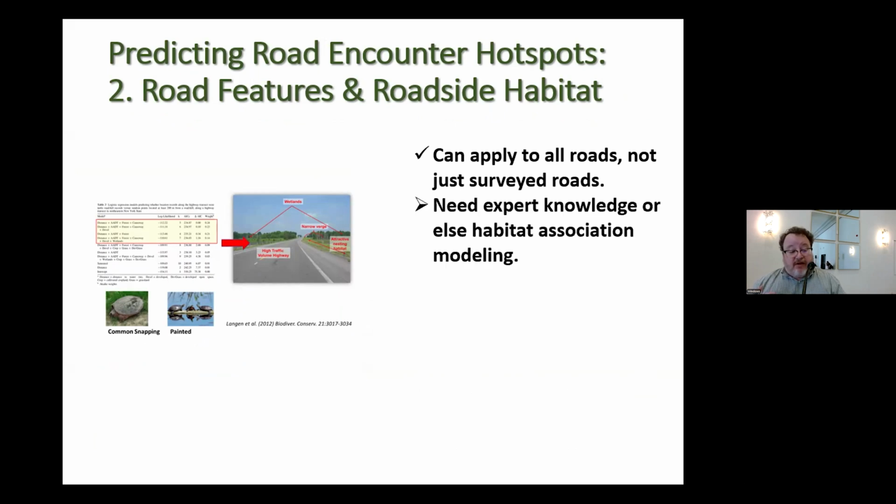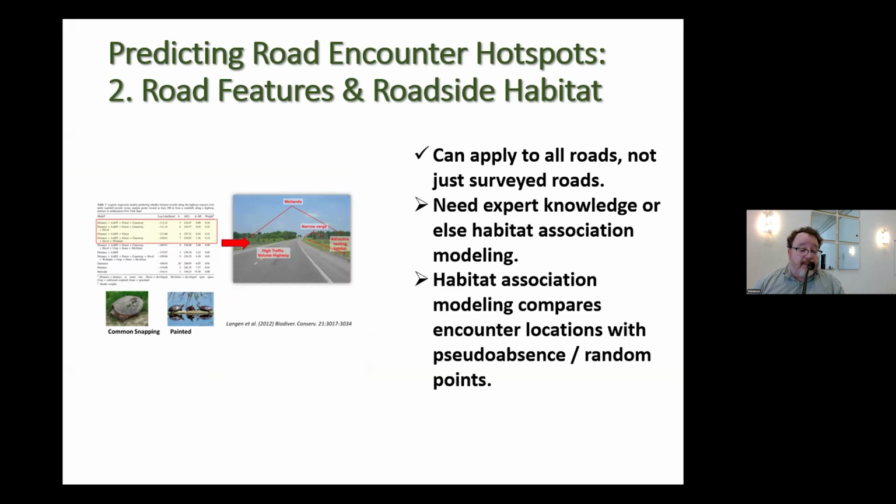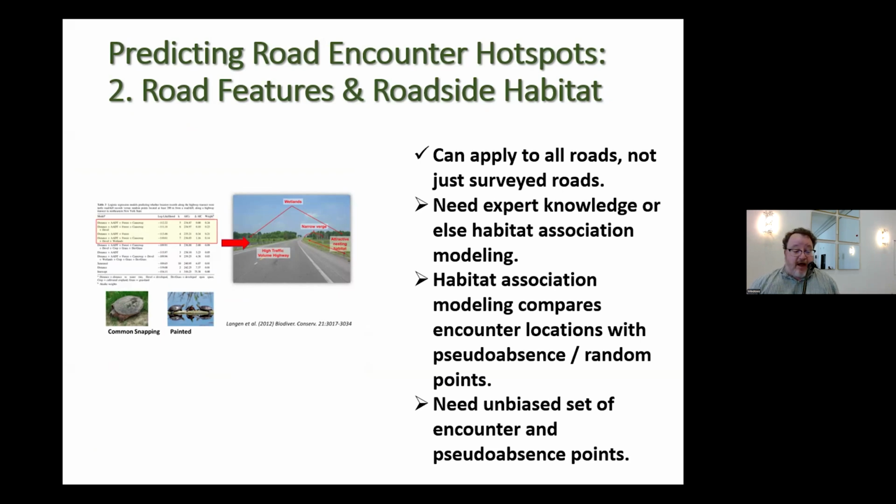But to do it, we either need expert knowledge or else we've got to do some kind of habitat association modeling. And that habitat association modeling typically compares encounter locations with things that are called pseudo-absence or random points. What is the difference between the places where the animals encounter roads and the general road network environment that will help us to predict that? Now, the challenge is getting an unbiased set of encounters and pseudo-absences, those comparison points. That's where the problem usually lies in trying to model with this approach.